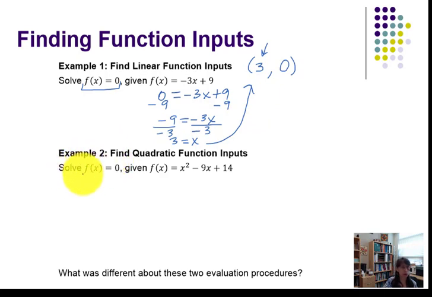In example 2, f of x equal to 0 means the output is now 0, equal to the function x squared minus 9x plus 14. Notice this is a quadratic or a second degree x, so we'll need to use some factoring technique to solve for x to get the input. Again, we're thinking of output is 0, what is the input? And since it is a power of 2, we're probably going to have 2 ordered pairs. So that means 2 different inputs for x.